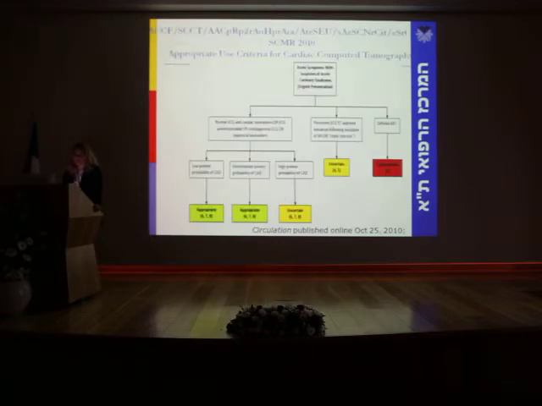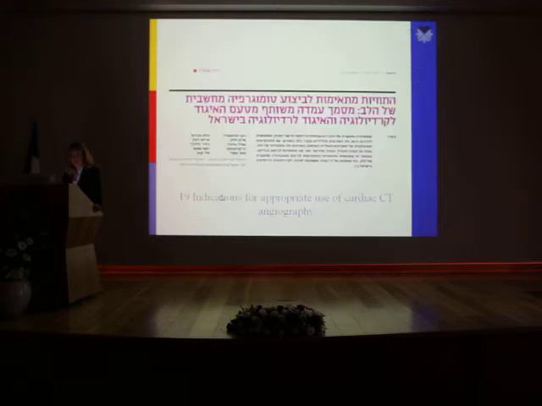So the associations of cardiac imaging and cardiac radiology all stated in their appropriate use criteria for cardiac computed tomography that in case of acute symptoms, suspicion of acute coronary syndrome, and normal ECG and cardiac biomarker, or ECG which is uninterpretable, and low pretest probability for coronary artery disease or intermediate pretest probability of coronary artery disease, it is appropriate to perform coronary CT angiography.